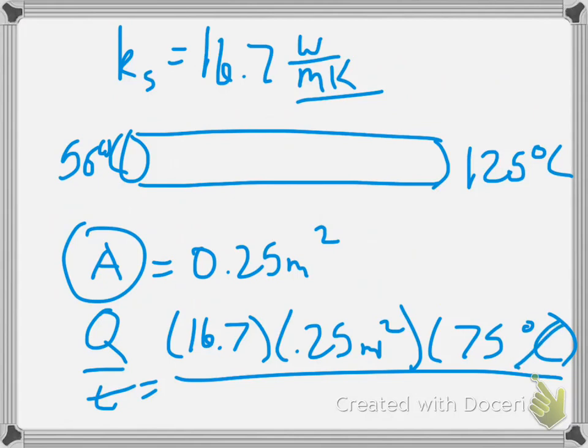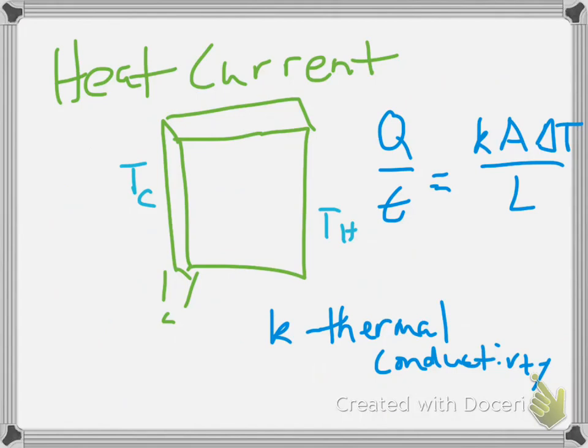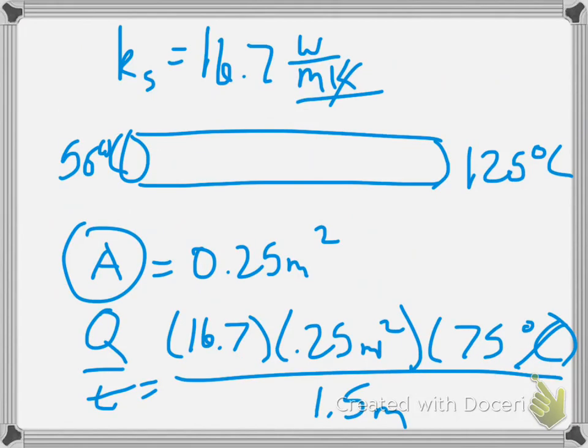Okay, and again, this Celsius will cancel out with the Kelvin in that unit, and divided by the length of 1.5 meters. It doesn't have to be a cylindrical rod. It could be a square rod or a square glass pane or something like that, like it is here. If you were to calculate all that out, you would find it's roughly 209 joules per second.